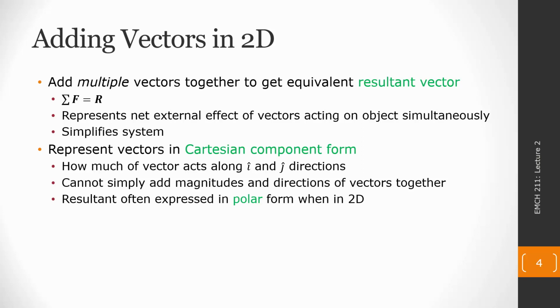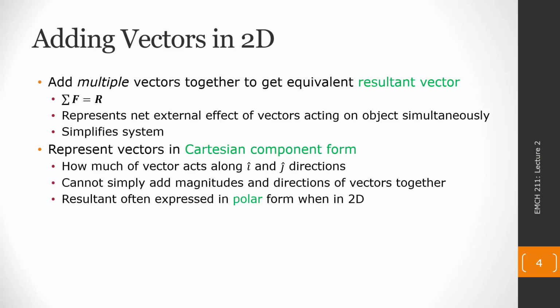So it tells us how much of our vector lies along this i or x axis and how much of it lies along the j or the y axis. And we'll see that we can extend that in 3 dimensions as well. Now, what we can't do is if we're in the polar form, we can't easily add our vectors together. So we can't have 3 newtons at 20 degrees plus 8 newtons at 45 degrees and simply add their degrees together, add their magnitudes together, and get an answer. It's not compatible that way.